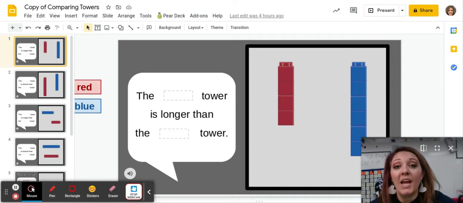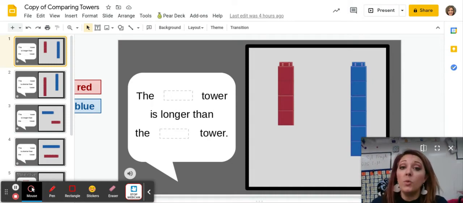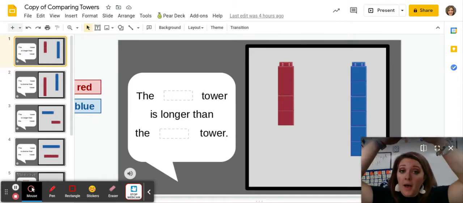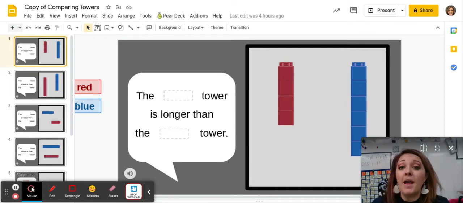Hi, boys and girls. Today we're going to work on comparing height. So, height is how tall or how short something is. So, we're going to be measuring from the bottom up to see the different heights.